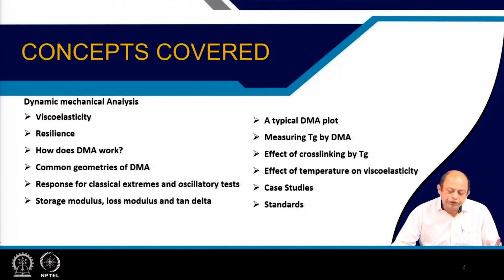The common geometries that are practiced in DMA, response to classical extremes and oscillatory tests, storage modulus, loss modulus, tan delta, those are the basic parameters that you derive from dynamic mechanical analysis. A typical DMA plot, measuring Tg by DMA, and where exactly you have to choose, since you have 3 parameters: storage modulus, loss modulus, tan delta. So, how to choose the correct Tg, and the effects of cross-linking of the matrix. If the matrix gets more and more cross-linked, how is it going to affect the Tg determination by DMA.